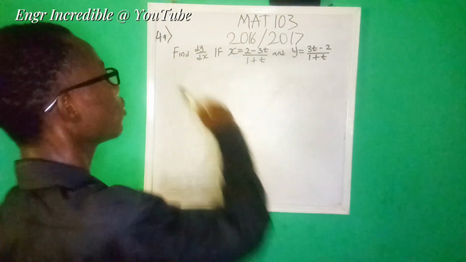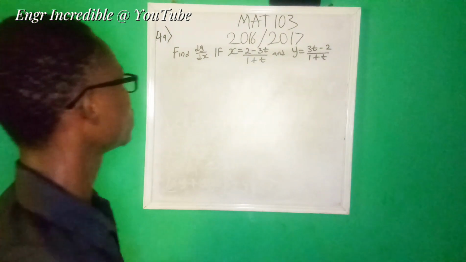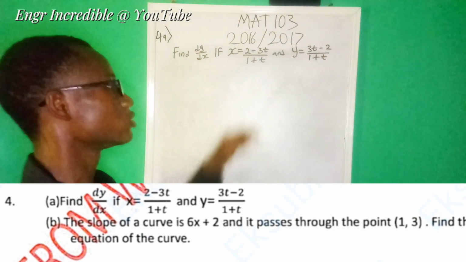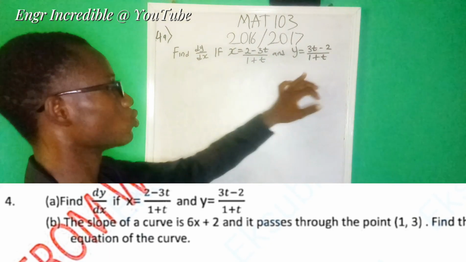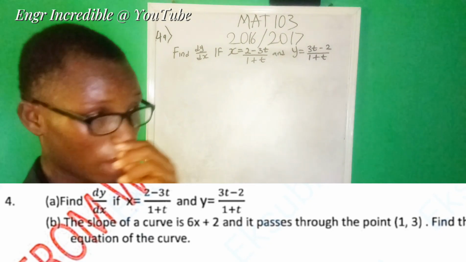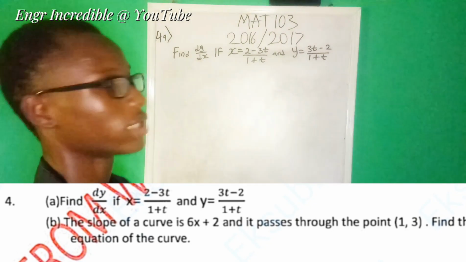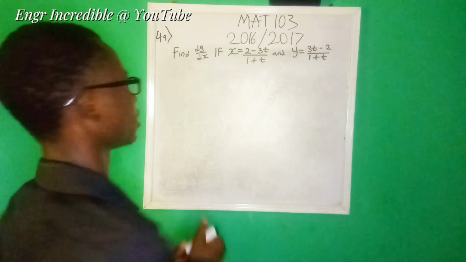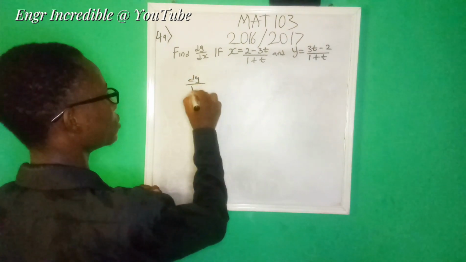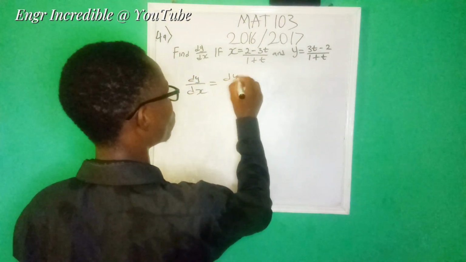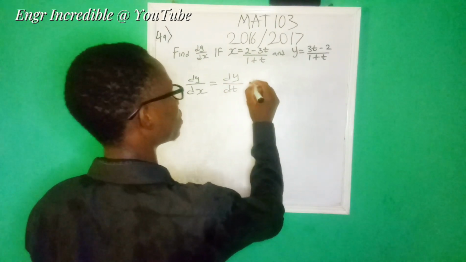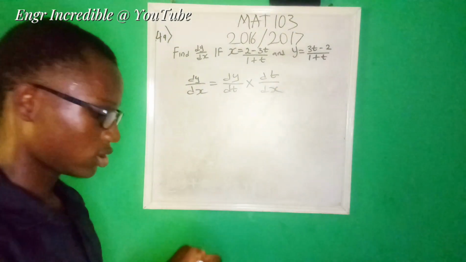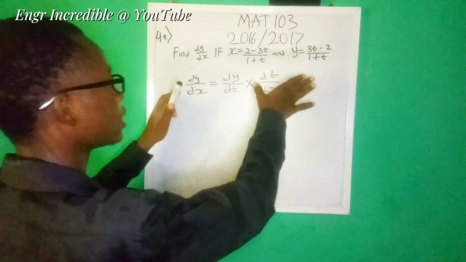So in question 4a of the past question, it states: find dy/dx if x is equal to (2 minus 3t) over (1 plus t) and y is equal to (3t minus 2) over (1 plus t). So how are we going to do that? We are going to use this formula that states that dy/dx is equal to dy/dt times dt/dx. This is the formula that we're going to use to get our answer.